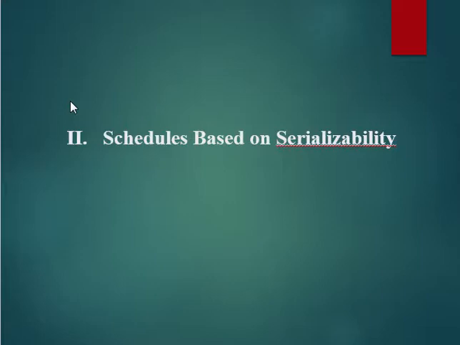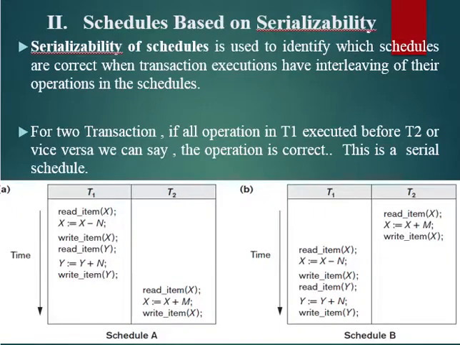If we schedule in a serial way, it won't create any problem because only one transaction is allowed to execute at a time. That is a serial schedule. Serializability of a schedule is used to identify which schedules are correct when transaction executions have interleaving of their operations. But if you execute all operations in a serial manner, it creates no other problem, but it creates long waiting time for other transactions.